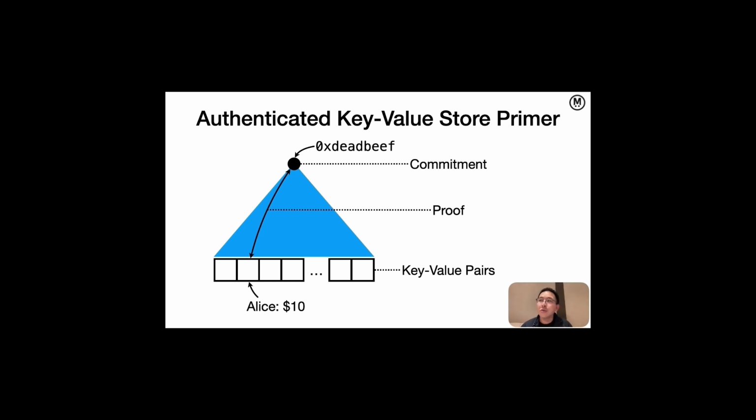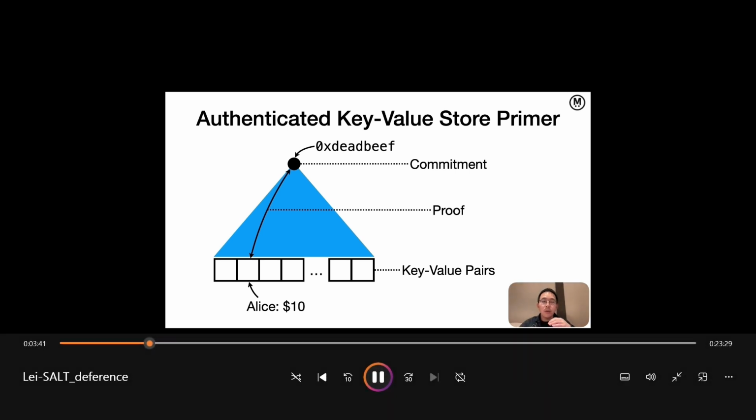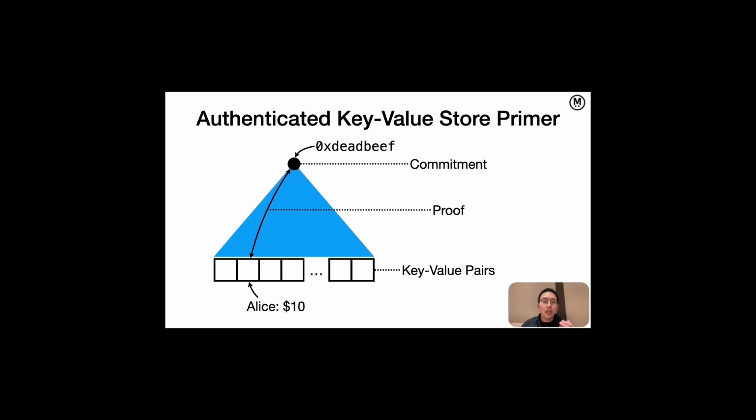And the proof allows you to show and convince anyone that a particular piece of data, or a particular key value pair, exists in the database corresponding to some particular commitment. For example, this proof shown on the screen should convince everyone that Alice having $10, this particular data entry, exists in the database corresponding to commitment 0xB. And of course, when you update the content of the database, for example, when you update Alice's account balance, the commitment has to change because the commitment corresponds to a particular snapshot or a particular content of the database.